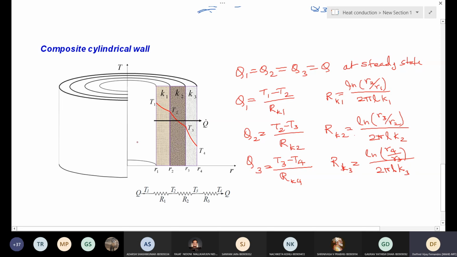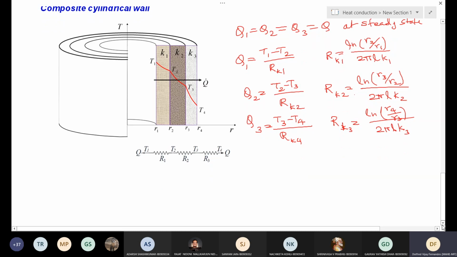Okay, and you can write the overall. The process is the same. You can write T1 minus T2 equal to RK1 times Q, and this is nothing but Q itself. Everything is the same at steady state. So you can add these three equations and finally write Q equal to T1 minus T4 divided by the resistances RK1 plus RK2 plus RK3.